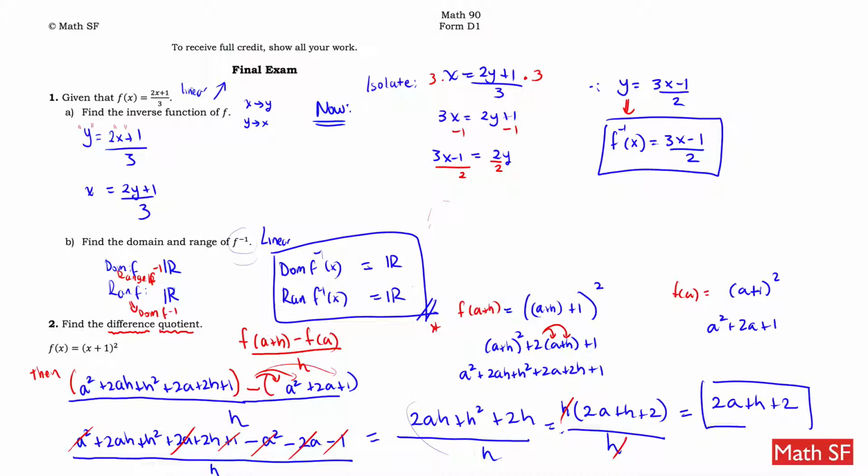The hardest part of this problem was to find out what the differential quotient is. The differential quotient is this formula, this one here, f of a plus h minus f of a, all over h. That's your differential quotient.